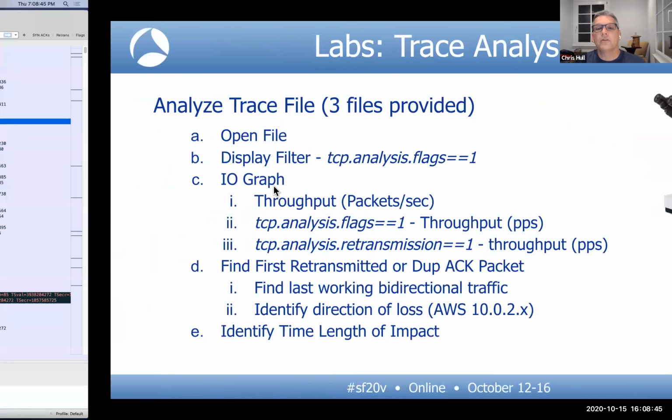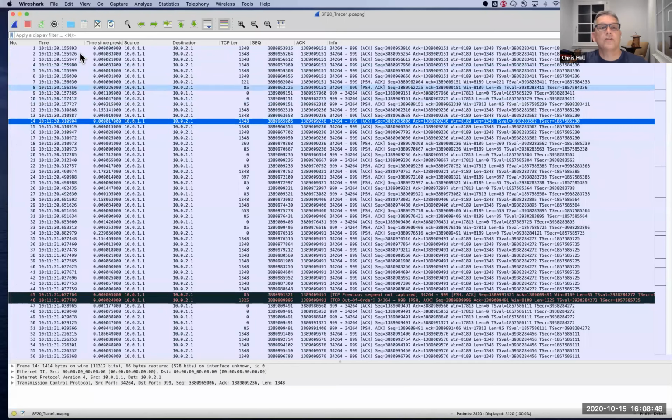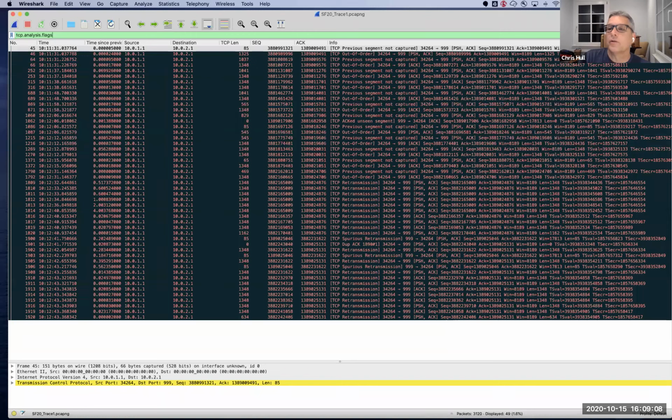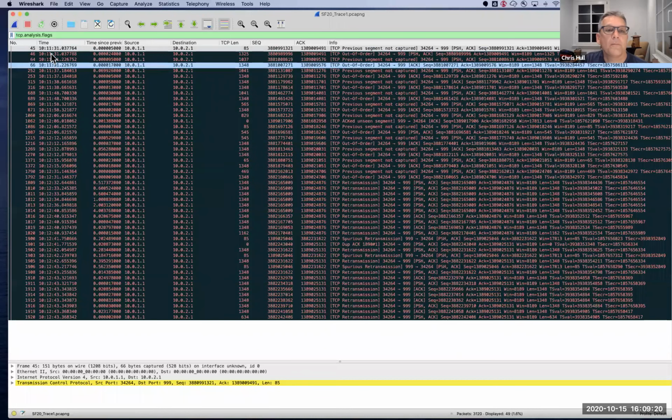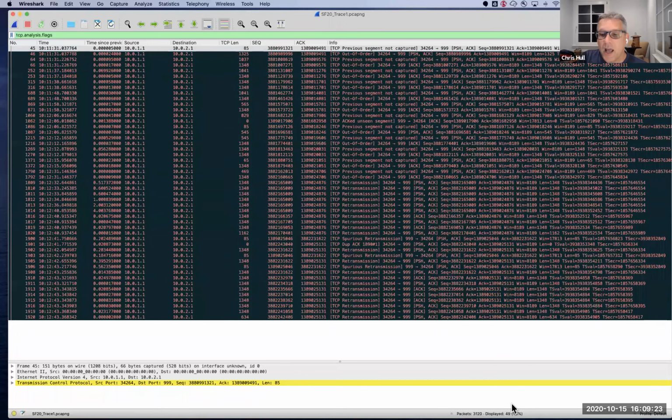All right, so I'm going to switch to my first trace file, that's SF SharkFest 20 trace 1. I probably should have put my name or something better on it, because you're going to lose it with all these traces that you're going to be working on these 2 days. So the first thing I'm going to do is look at flags. I built myself a little filter button there. TCP analysis flags. You don't actually need the equals 1, so that's fine. That grabs these packets, and down here in the status bar we get some interesting information.